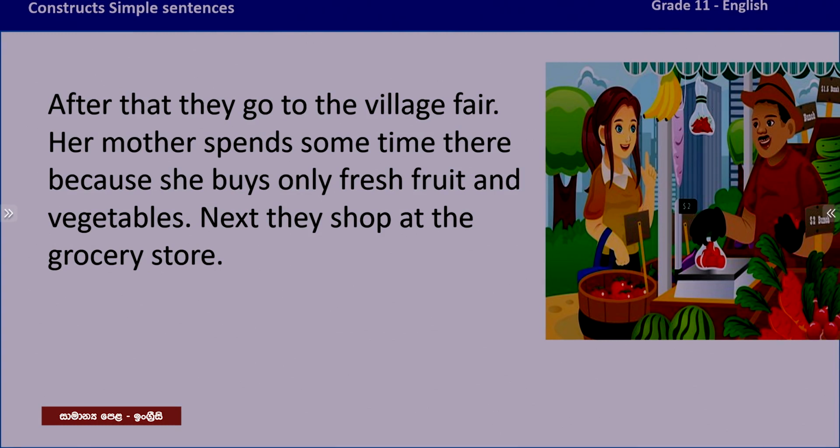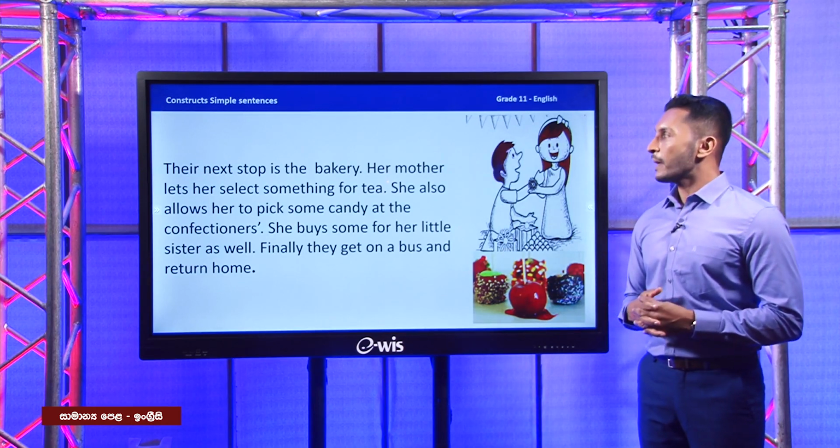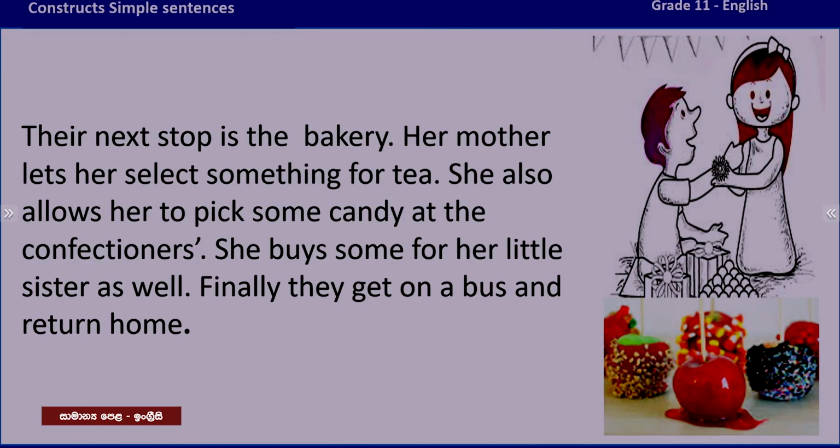Next, they shop at the grocery store. Their next stop is the bakery. Her mother lets her select something for tea. She also allows her to pick some candy at the confectioner's. She buys some for her little sister as well. Finally, they get on a bus and return home.